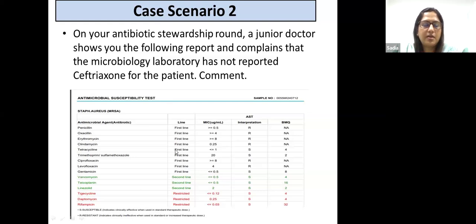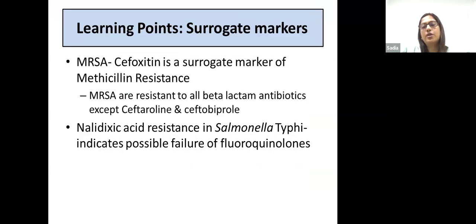It is because ceftriaxone sensitivity can be interpreted using oxacillin or cefoxitin sensitivity. In Staph aureus, we have a very important concept which is known as MRSA. Drugs like cefoxitin can be used as surrogate markers for methicillin or oxacillin resistance, and all MRSA will be resistant to all beta-lactam antibiotics except certain ones like ceftaroline and ceftobiprole. That is an important thing we should remember when interpreting AST reports, that not everything will be expressed.